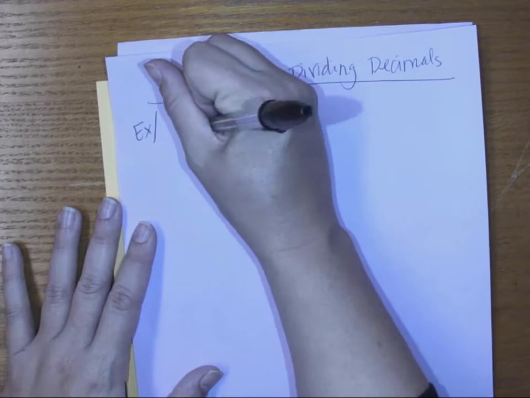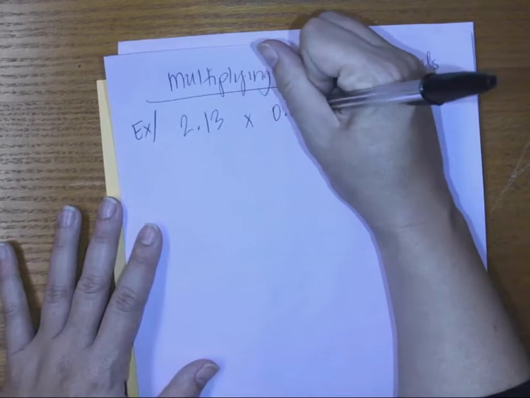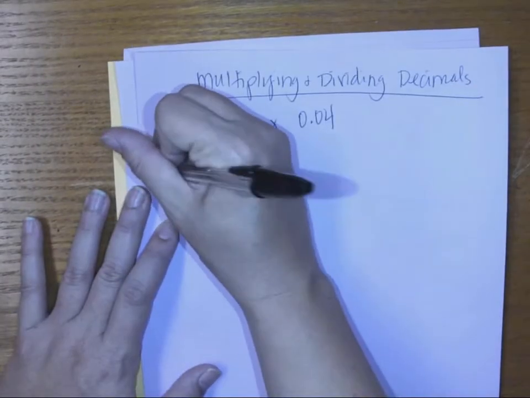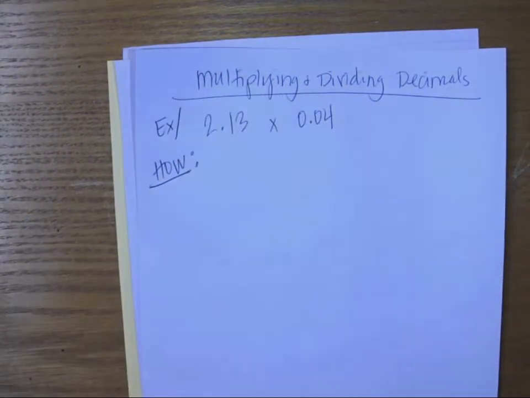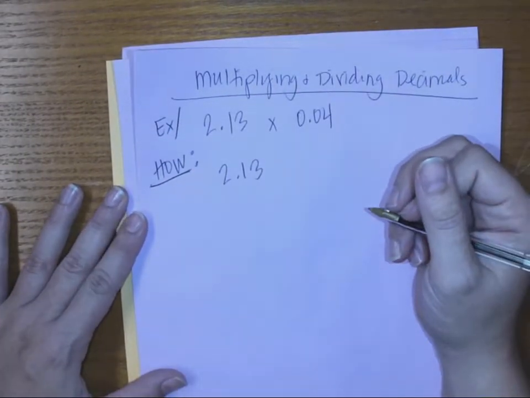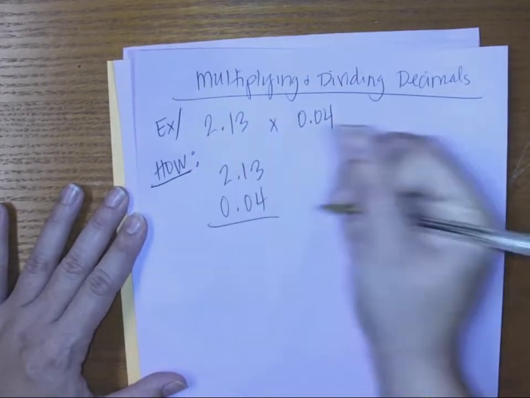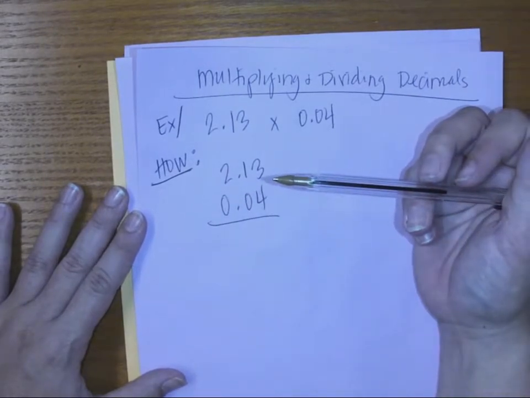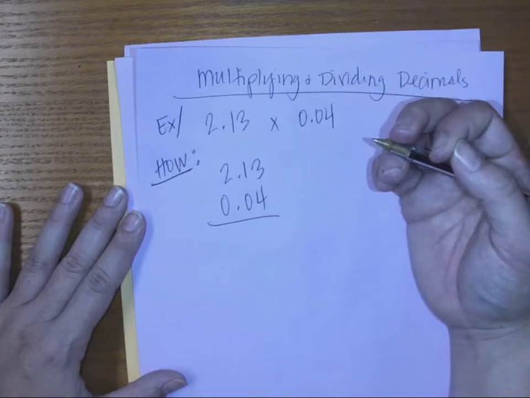So, for example, if I had the decimal 2.13 and I wanted to multiply that by 0.04. We're going to go over how and why. So the how here, if you remember, you just put your two numbers, 2.13 and 0.04. And your decimals don't have to line up here. They just happen to in this case, but they don't always have to. You just ignore the decimals, and then you put them in at the end.